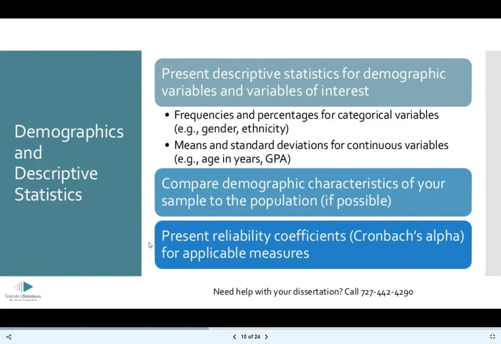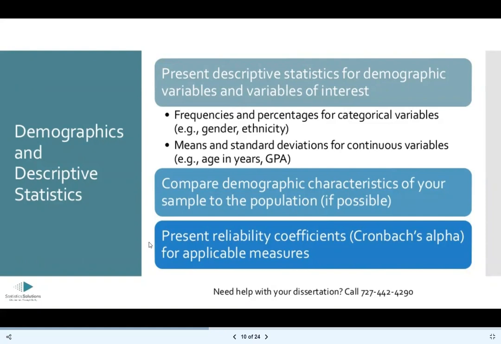So you'll want to provide things like frequencies and percentages for any categorical variables. So this can include things like gender or ethnicity. You want to include the frequencies and percentages for those. And then for continuous variables, you'll want to provide means and standard deviations. So if you are looking at age or GPA or weight, those are variables that you might provide a mean and standard deviation for.